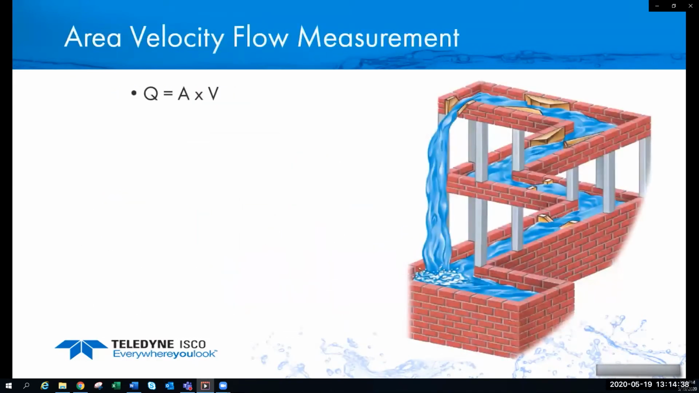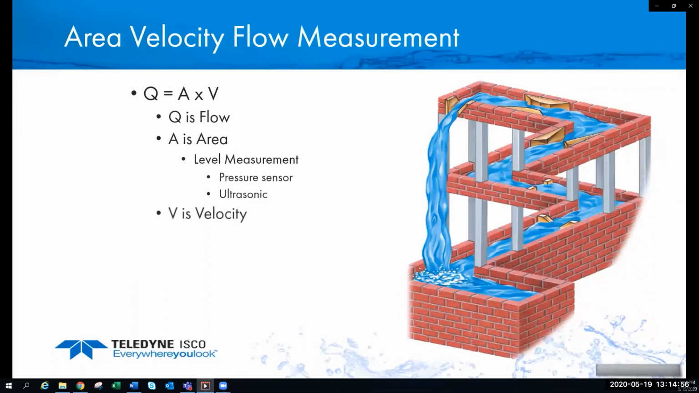Now let's move on to area velocity flow measurement. Q equals area times velocity, where Q is flow rate, A is equal to area, and area is calculated by the level measurement, which could be either a pressure transducer or the ultrasonic sensor. The V is velocity, which is calculated by the Doppler shift, which could be either an in-pipe contact sensor or a non-contact sensor to read the velocity.